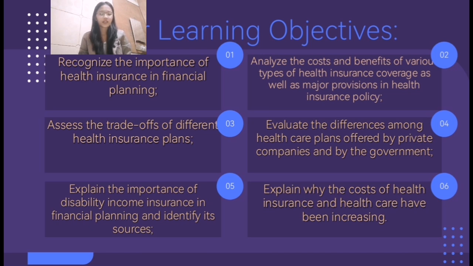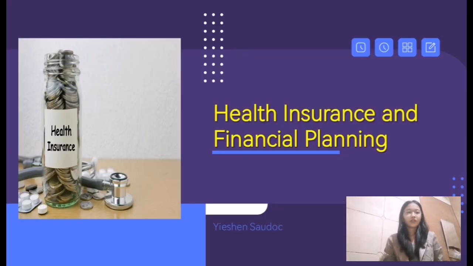And fifth, explain the importance of disability income insurance in financial planning and identify its sources. And last is explain why the cost of health insurance and healthcare have been increasing. So now let's proceed to my topic, which is all about health insurance and financial planning.